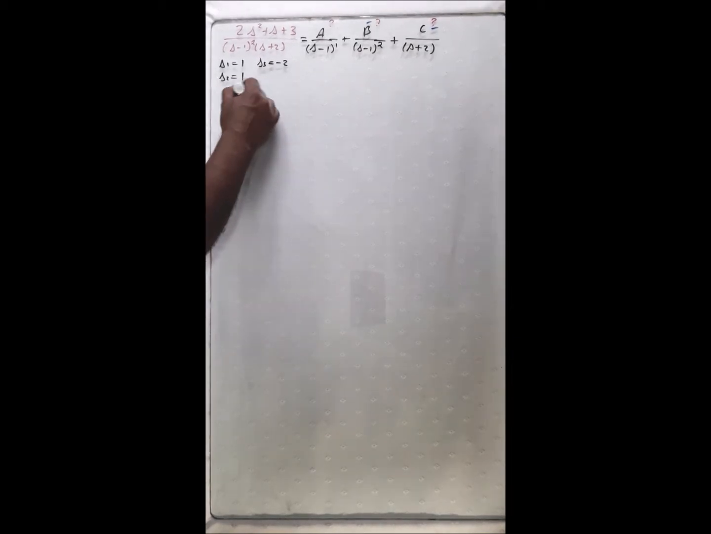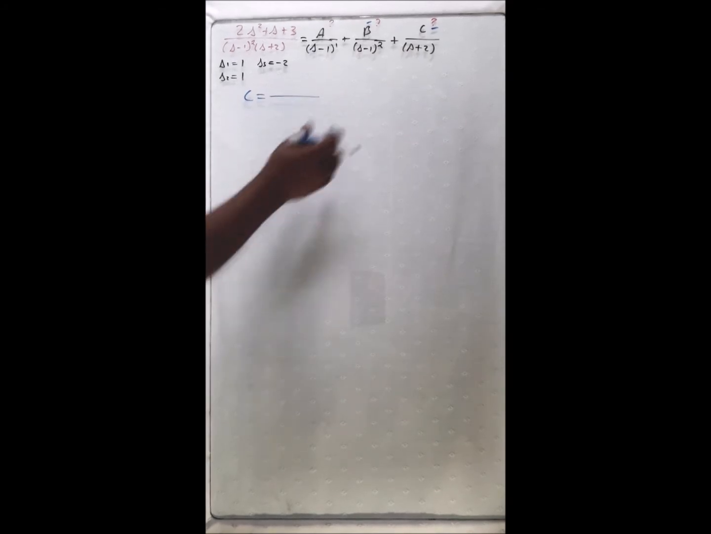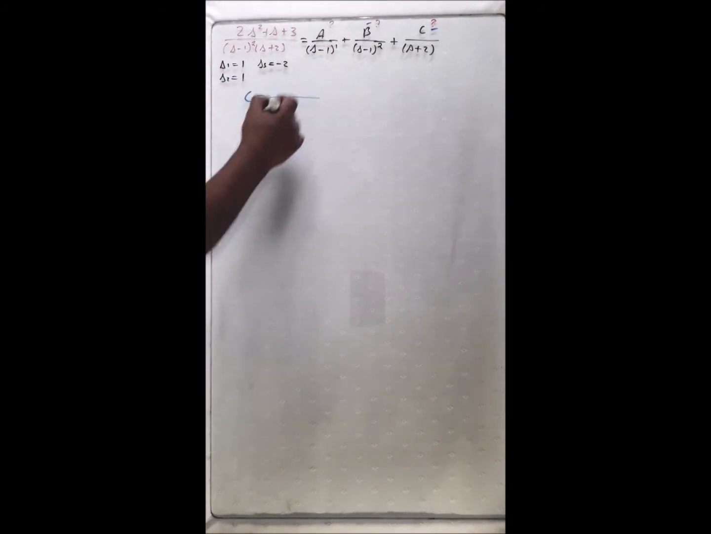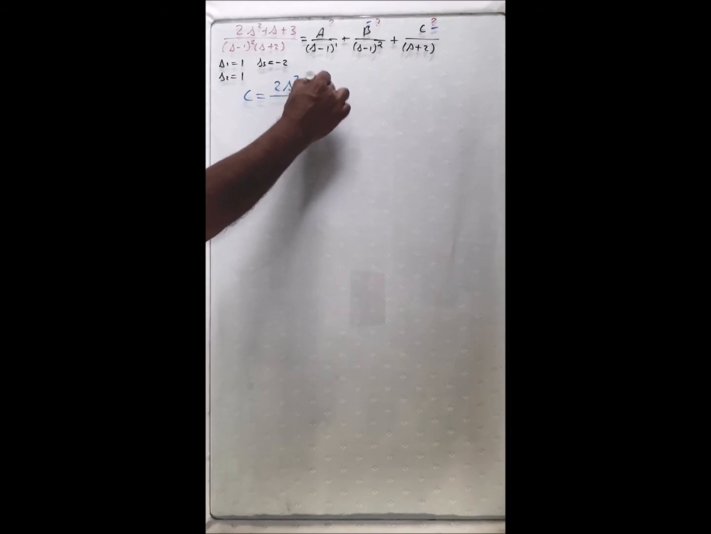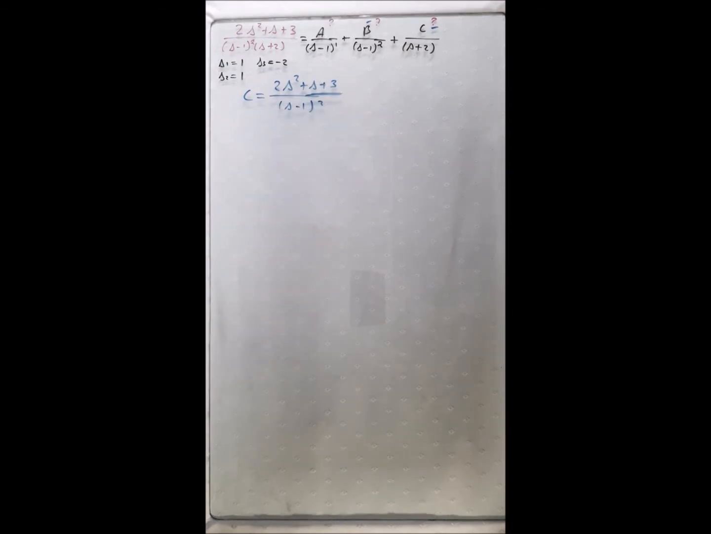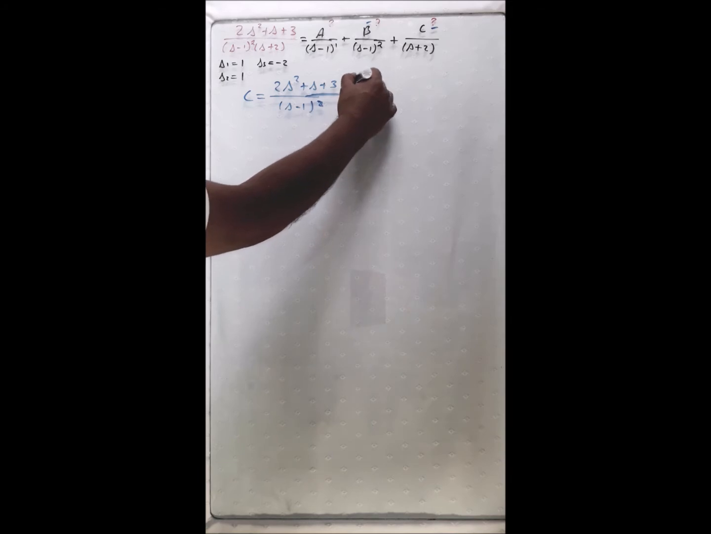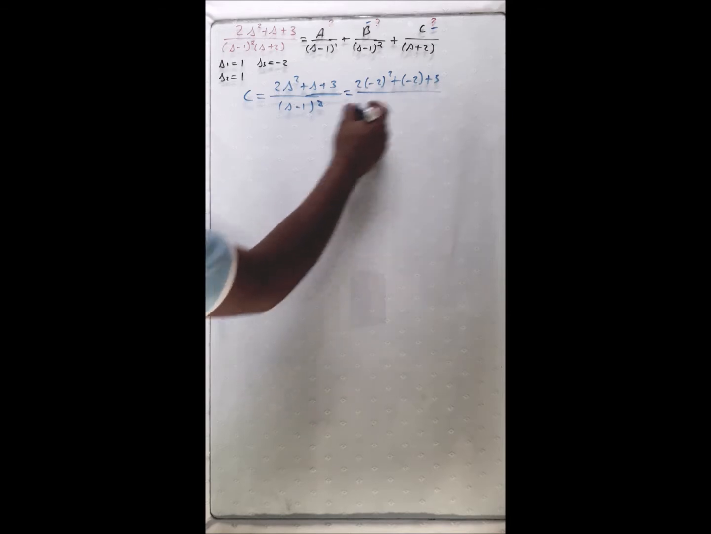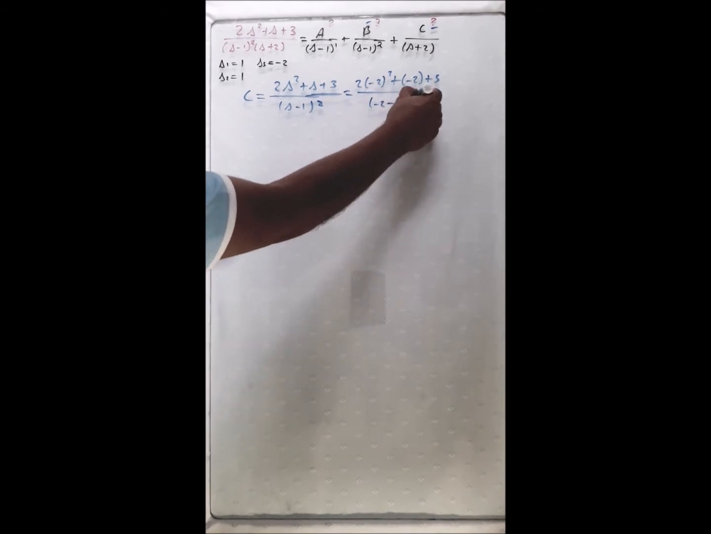So the method that we saw is that the value of C is equal to, for this partial fraction, actually this number, but you remove the S plus 2. Okay, so it's going to be 2S squared plus S plus 3 over S minus 1 squared. Now you replace S with the root for C, which is S equal to minus 2. So let's replace it. It's going to be 2 times minus 2 squared plus minus 2 plus 3 divided by minus 2 minus 1 squared.